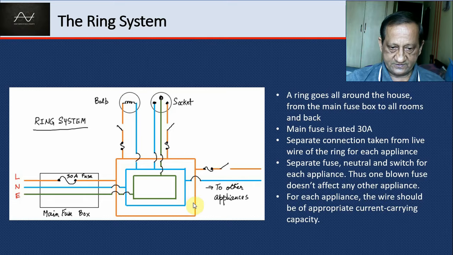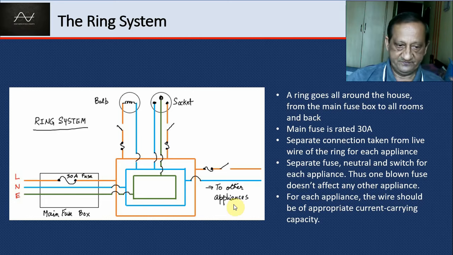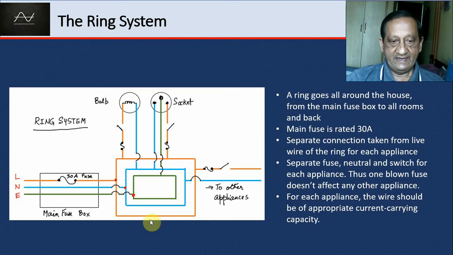This ring is the live ring. Then in between, inside, we have this blue one, which is the neutral ring. Then we have the green ring, which is the earth ring. They're all rings. And from the distribution board, they're all connected appropriately, as you can see, to the ring. And to each bulb or socket, we take up connections, live, earth, neutral, as the case may be. And we can put individual fuses and switches for each one of those sockets and bulbs.